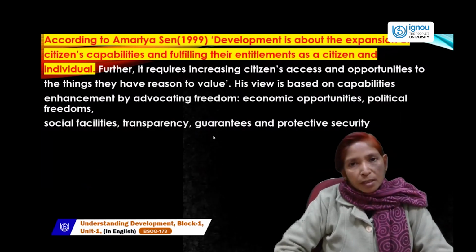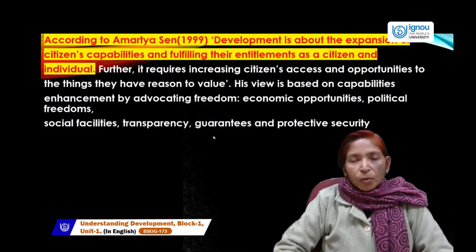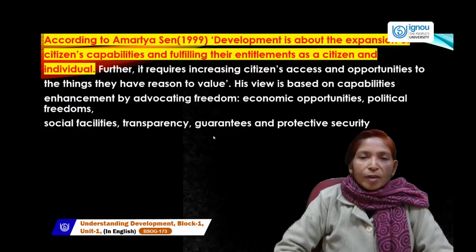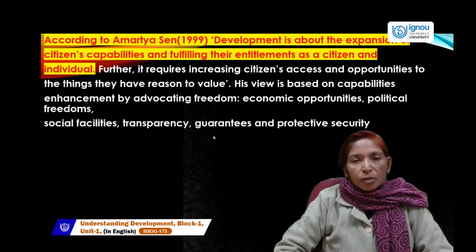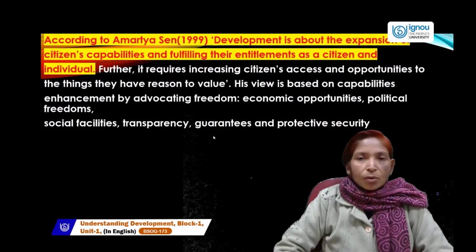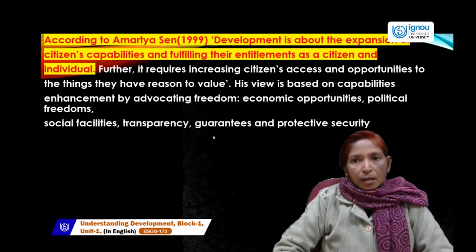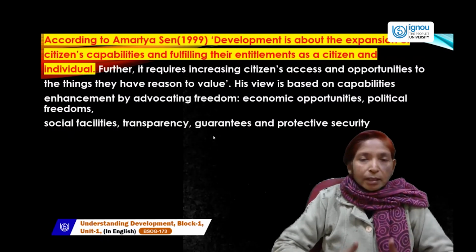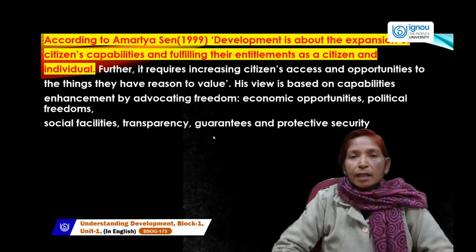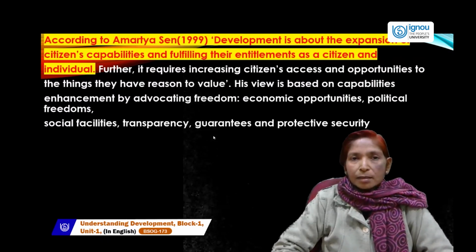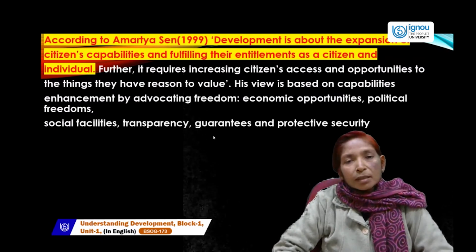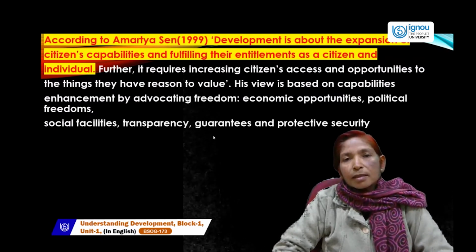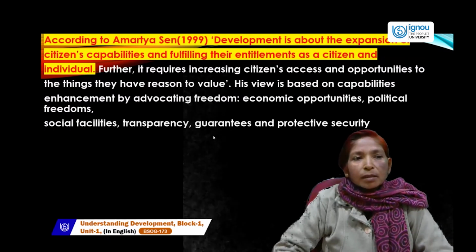Poverty can be measured in different ways. We know what the meaning of poverty is. Poverty can be defined when people are not able to fulfill their basic requirements or basic needs. Then we can say that the country's people are poor. So according to Amartya Sen, development is about the expansion of citizens' capabilities and fulfilling their entitlement as a citizen and as an individual. Further, it requires increasing citizens' access and opportunities to the things they have reason to value.